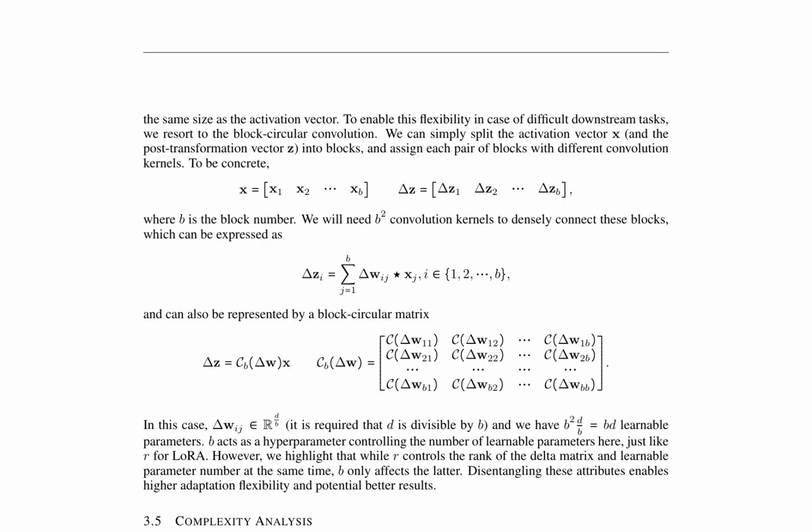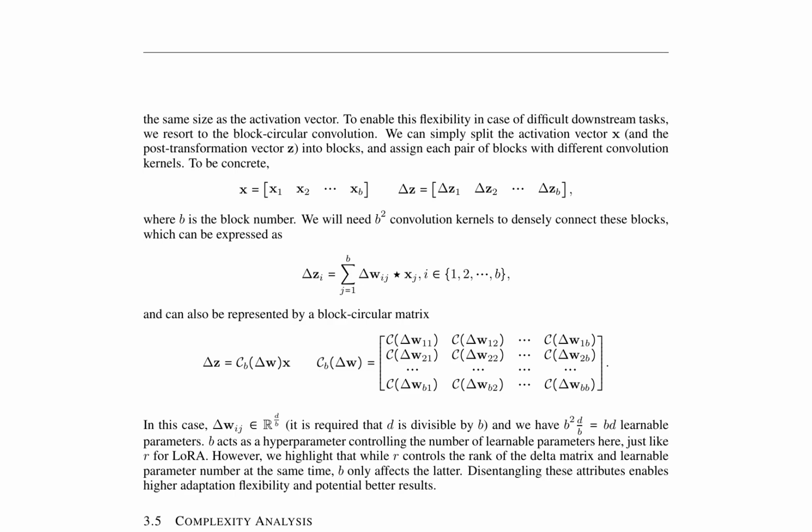Adapting pre-trained models to new tasks is a crucial challenge in machine learning. To address this, researchers have introduced a novel method called C3A, which leverages block circular convolution to enable flexible adaptation with minimal additional parameters. By splitting the activation vector into blocks and assigning each pair of blocks with different convolution kernels, C3A achieves higher adaptation flexibility and potentially better results compared to other methods, such as LoRA and Vera.